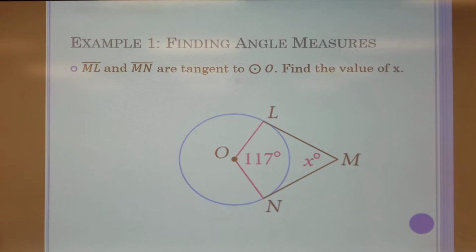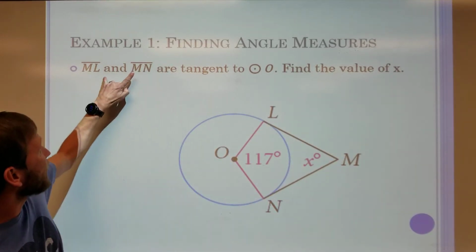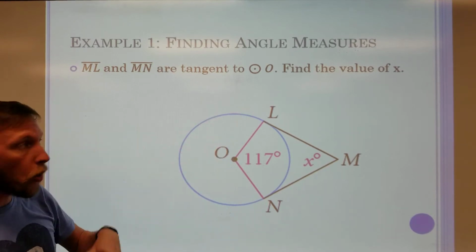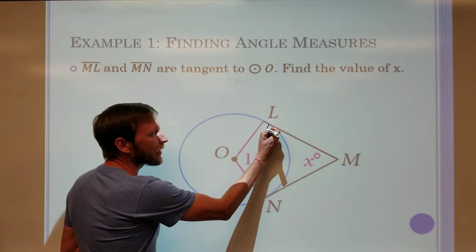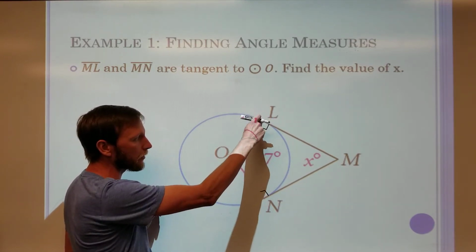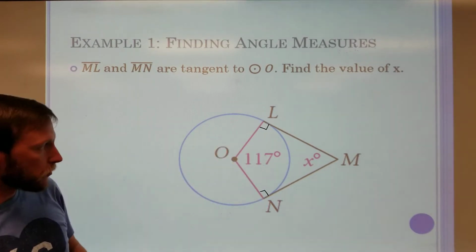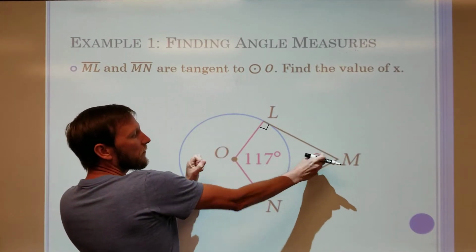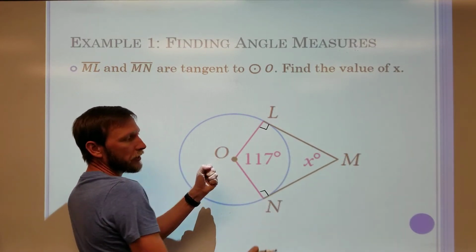So here is such a situation where line segments ML and MN are tangent to circle O at points L and N, which means that these angles that are formed with the radius ON and OL are going to be right angles. These are right angles here. And so the question is, how do I find the measure of this angle out here at point M?